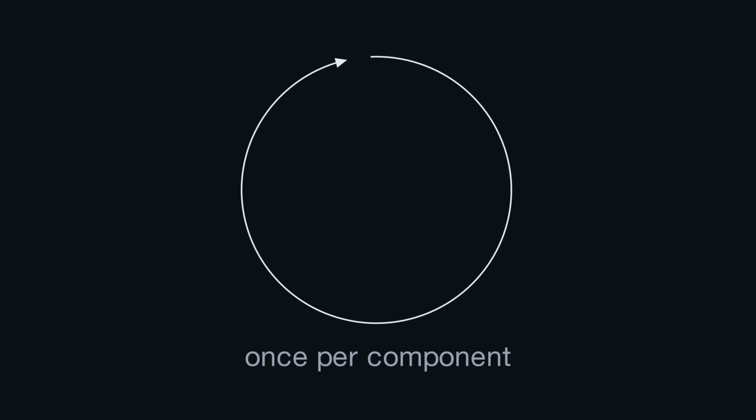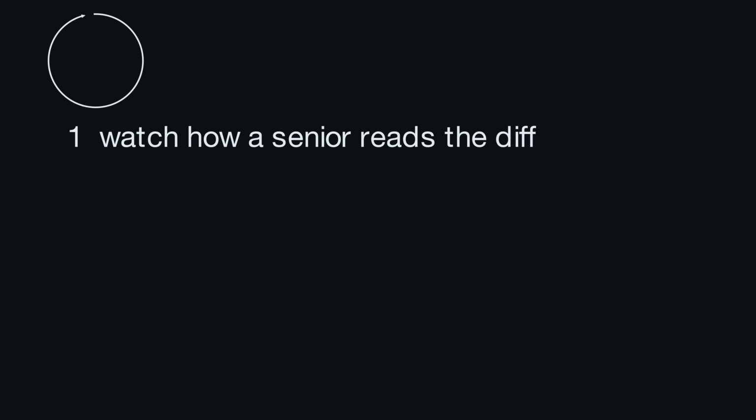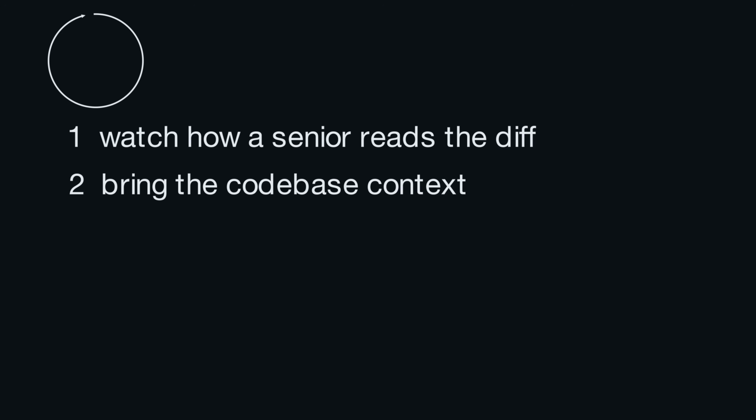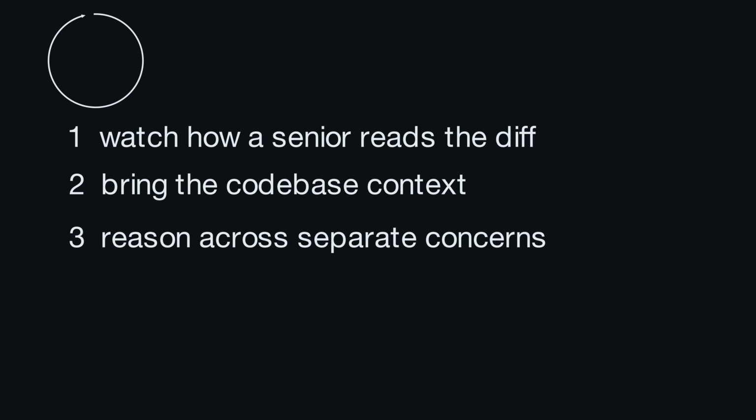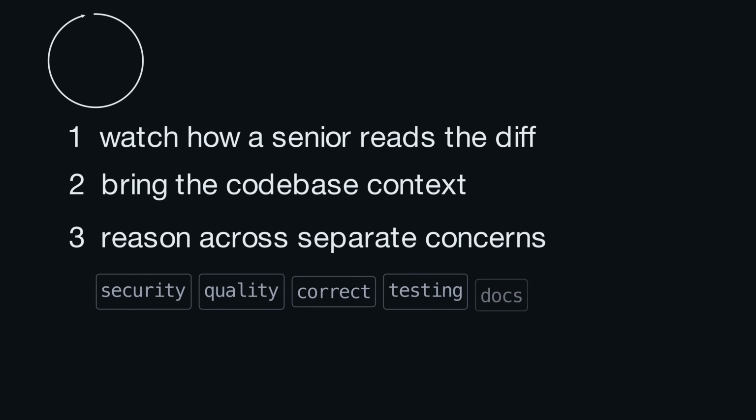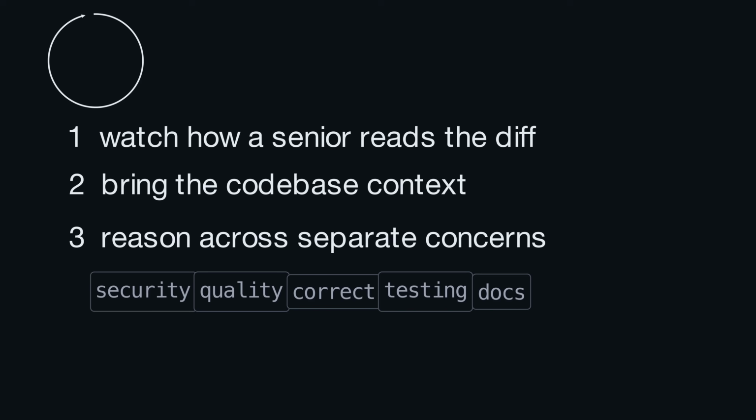What we do is first we'll find a human system that has already solved it, which means watching how a senior actually reads a difference of the code which you added or deleted. Then we'll bring the codebase context which a senior reviewer actually thought about at that particular moment. Then we will reason across separate concerns. For example, a reviewer might think about security, quality, correctness, testing, documentation. Every one of them is coming from a different mindset.